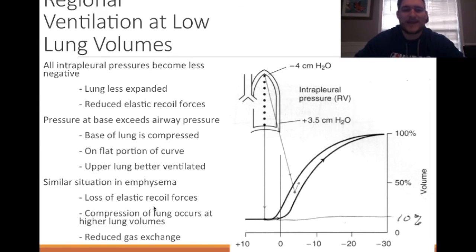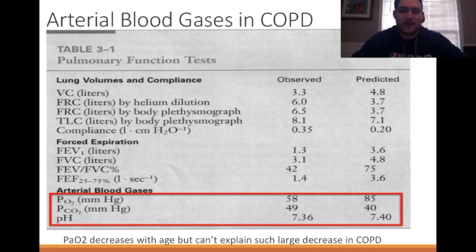So you get that loss of elastic recoil, and then you're going to have an increased chance of compression at the lungs at higher lung volumes, and this is going to lead to reduction in gas exchange. So the fact that you have more of this air trapped inside of those with COPD means, again, it becomes stale, that less air is going to be able to exchange carbon dioxide and oxygen. And what's that going to result in? Well, negatively as far as blood gases are concerned.